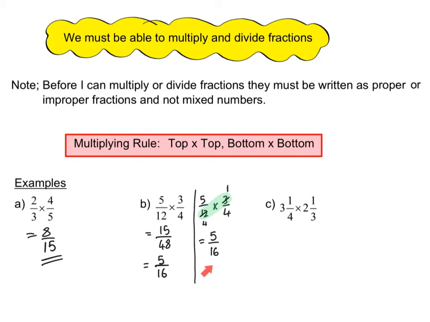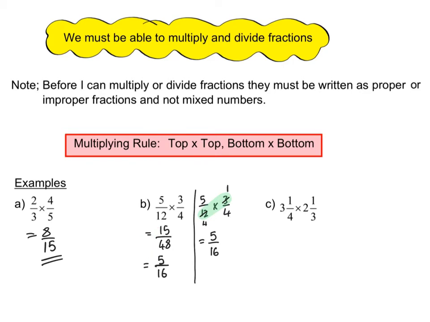Now, both of these methods are completely valid. So if you're unsure about this method and you can use this first method here, then that's fine. Just use this first method. It may mean you have bigger numbers to simplify, but remember we can often do simplification in parts.